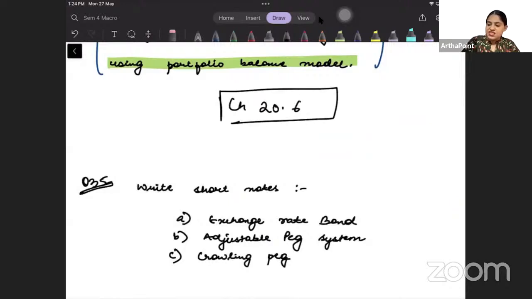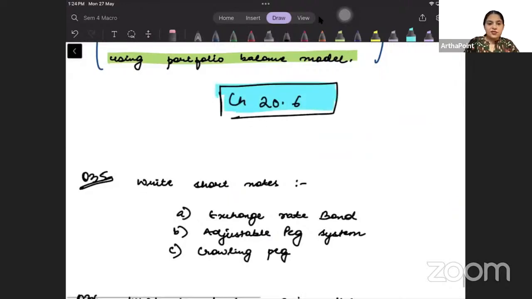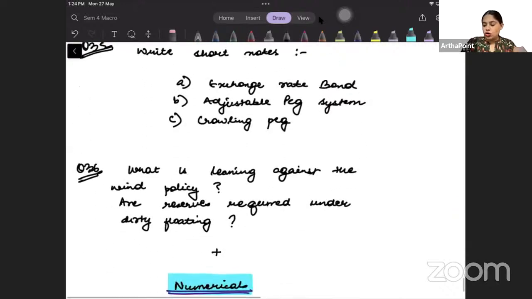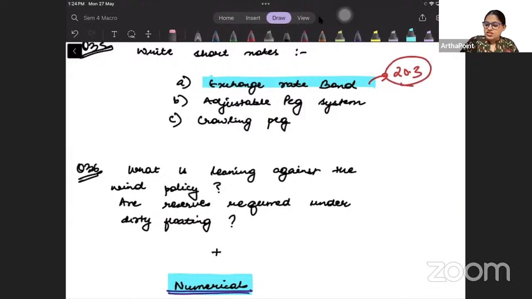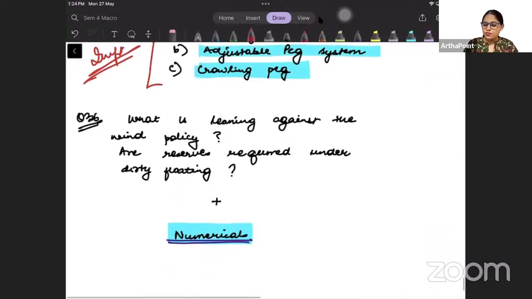20.6. इसमें से ये क्वेश्चंस हैं. So first of all, the question is write short note on this. Most probably there will be a short note that will be asked. So write short note on exchange rate band. In this beta, you need to go ahead and make the diagram, figure 20.3. Second, adjustable peg system, and third, crawling peg. So important from exam point of view.